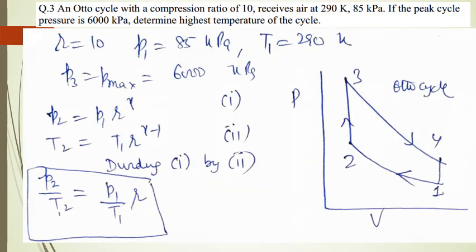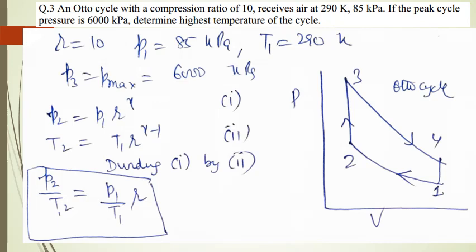An Otto cycle with a compression ratio of 10 receives air at 290 Kelvin, 85 kilopascal. If the peak cycle pressure is 6000 kilopascal, determine the highest temperature of the cycle. So we have drawn the PV diagram for the Otto cycle.